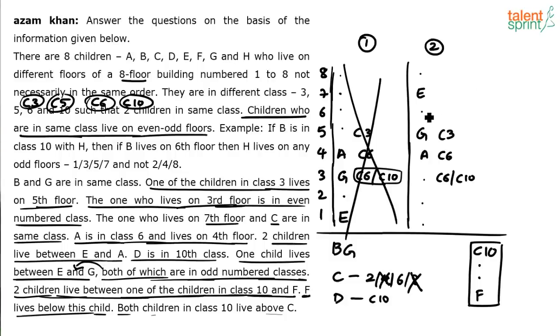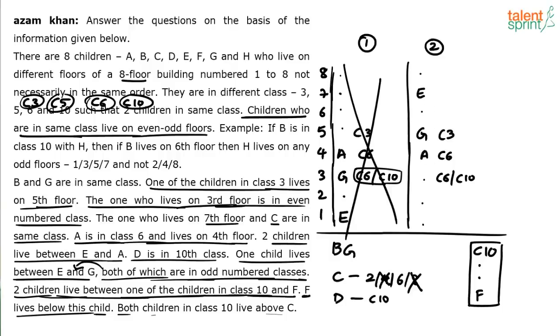But if I take C on 6th floor, we are concluding that E is in class 10 and whoever comes on 8th floor is also in class 10. You are able to follow? If C is on 6th floor, we are saying 7th and 8th floor persons both are in class 10, which is also possible, but let's just wait and see. Class 10 and class 10, if I say class 10 dash dash F, not possible.